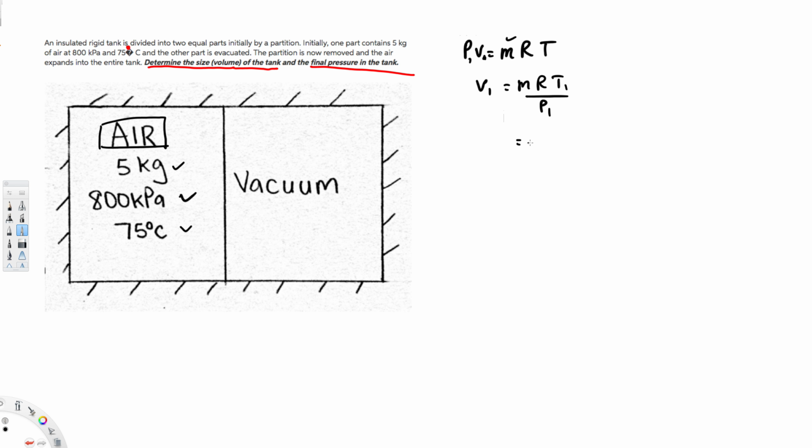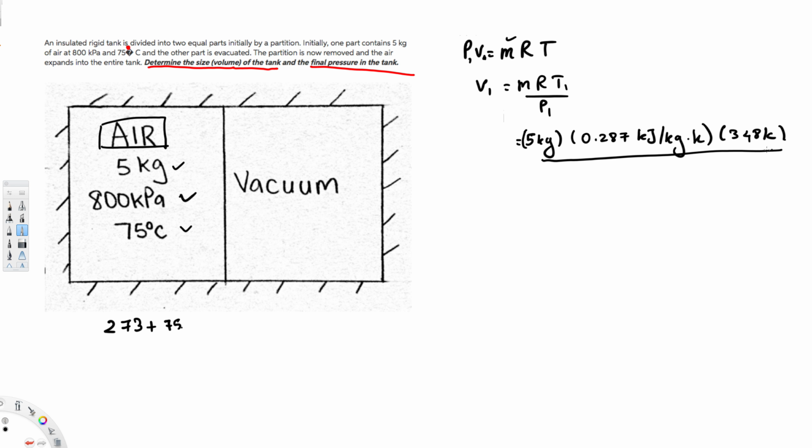First of all, we have m that's provided, 5 kilograms, and the R value for air. If you look in the book, you will get 0.287 kilojoule per kilogram Kelvin, right? The temperature is provided in degrees Celsius. We have to convert this into Kelvin, right? When we use the ideal gas law, we always convert whatever temperature into Kelvin. So to convert this into Kelvin, we just have to add 273 to it. So this is going to be 273 plus 75, which is equal to 348 Kelvin.